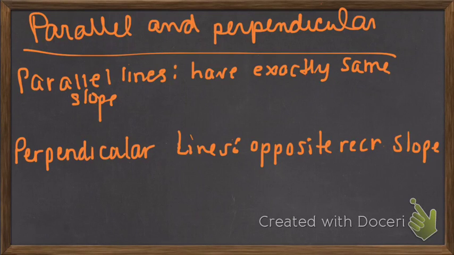Okay, we're going to be writing the equations of parallel and perpendicular lines. Parallel lines have exactly the same slope, as I'm sure you remember. Perpendicular lines have opposite reciprocal slope. Let's go over what opposite reciprocal slope means.